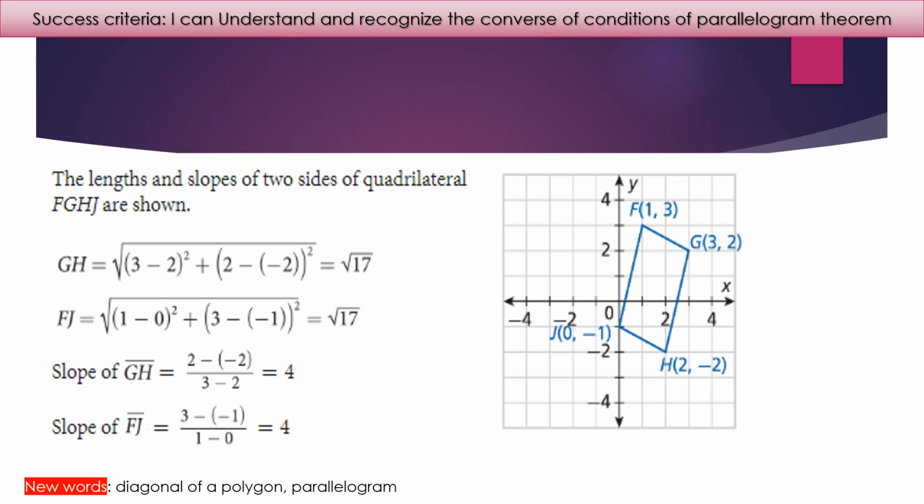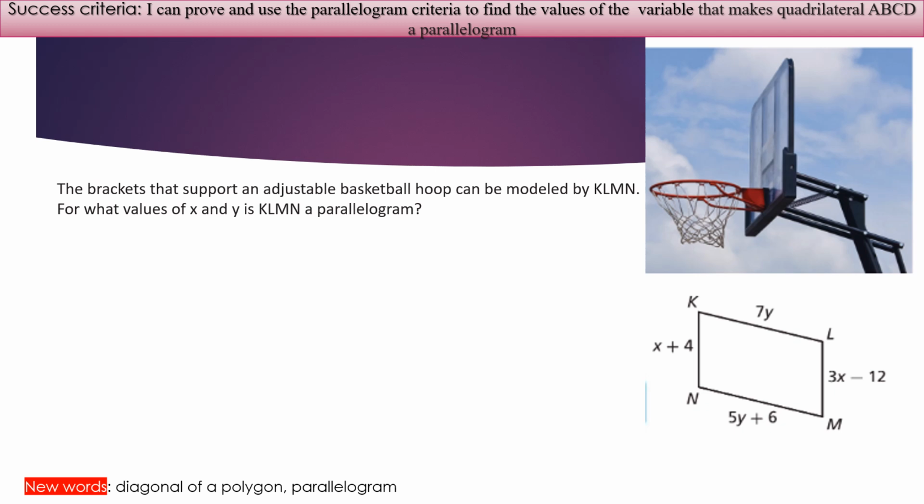So here, whatever we have done, here are your answers. The brackets that support an adjustable basketball hoop can be modeled by KLMN here. Okay, this one. They are talking about this figure. For what values of x and y is KLMN a parallelogram?